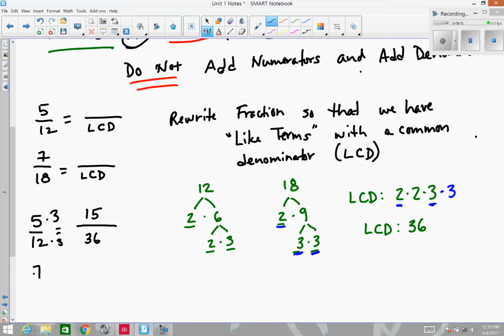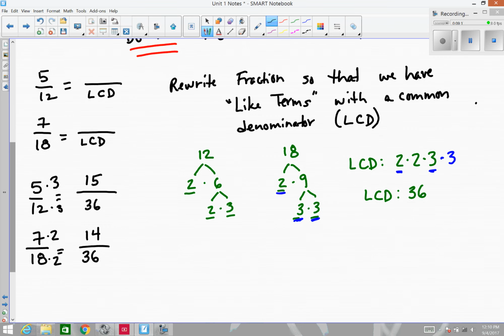Do the same now for the 7 eighteenths. We are rewriting it with that common denominator of 36. To do that, I multiply the 18 by 2, and I do that with the 7 as well, which gives me 14/36. So now I'm going to take my original sum, 5 twelfths plus 7 eighteenths, and since 5 twelfths is equal to 15/36, I can add that to 14 over 36, since that is equal to 7 over 18.